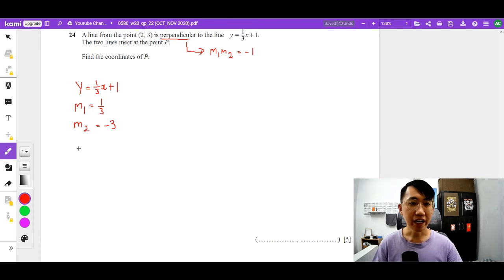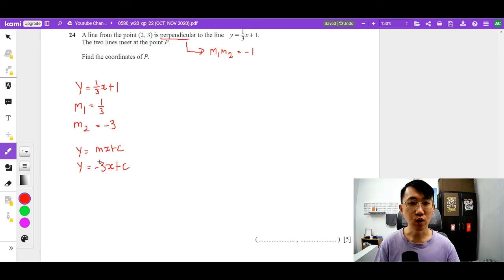Now, go ahead and find out your second equation first. We do not know the line that is perpendicular here. So, y equals mx plus c. y equals, now use m2, negative 3x plus c. So, we have to find the y-intercept.